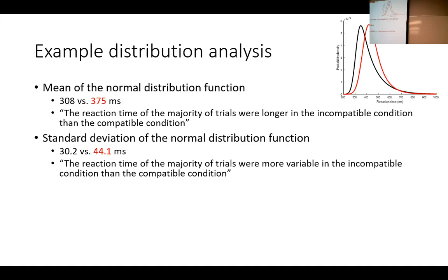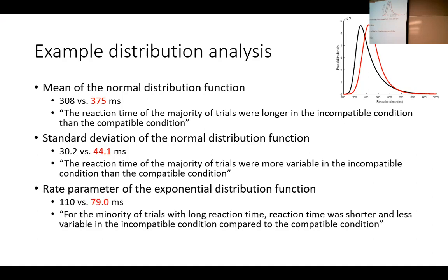Now we need to deal with the minority of trials that fall into that skewed distribution. And what I wasn't expecting here is that the rate parameter actually decreased. And that tells us that for the minority of trials with long reaction times, so referring to that tail, reaction time was shorter and less variable in the incompatible condition compared to the compatible condition. Why? I'm not entirely sure, but that describes what we're seeing in our distribution analysis.